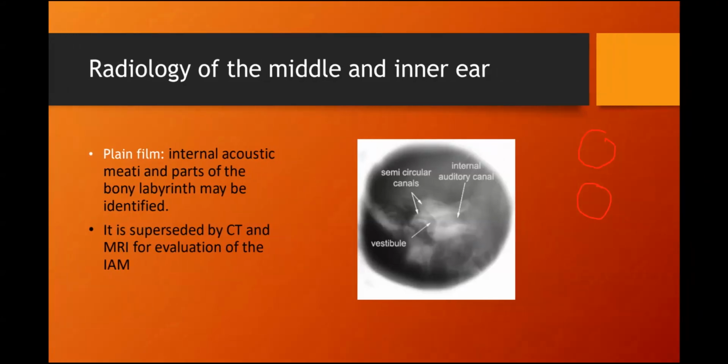Radiology of the middle and inner ear. We have a plain film, CT scan, and the MRI. Plain film is generally replaced by the CT scan and the MRI, so it has no big role in the diagnosis. But we can see the internal auditory canal, semicircular canals, and the vestibule, as we see in this picture.